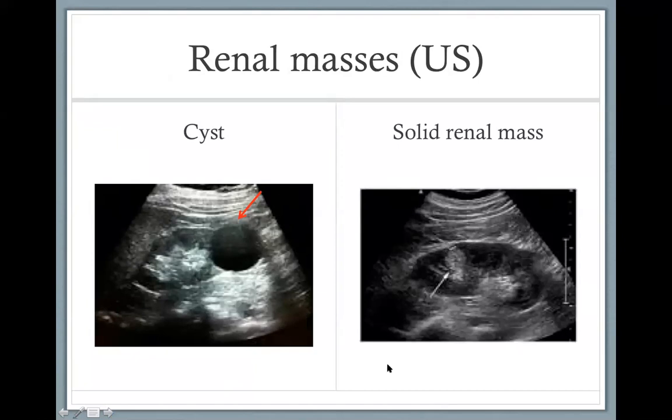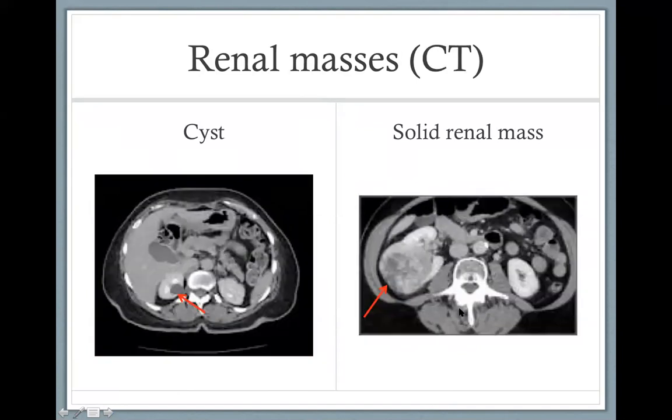Again, masses could be seen on ultrasound. A cyst, for example, is anechoic with posterior acoustic enhancement. A solid lesion is either iso or hyperechoic, like this one. But even if we detect an abnormality on ultrasound, once we suspect it could be a mass, not a cyst, then we often do CT, usually with contrast, and it allows us to visualize the mass better than on ultrasound.